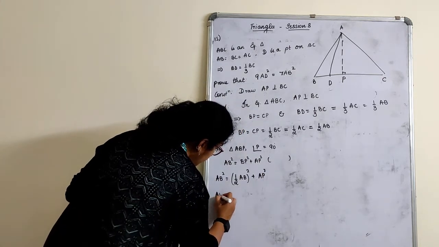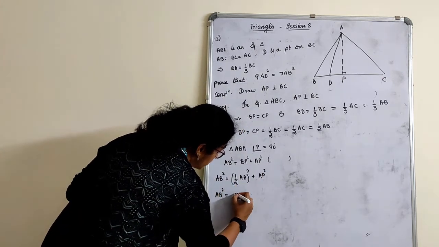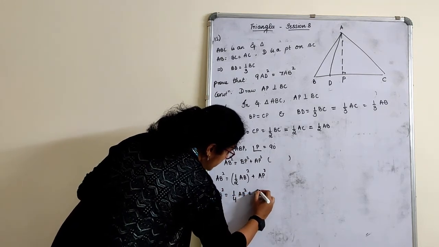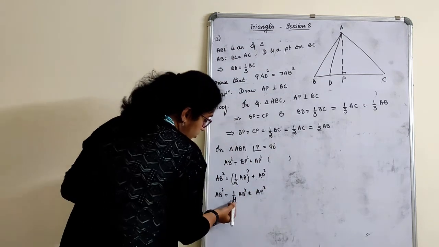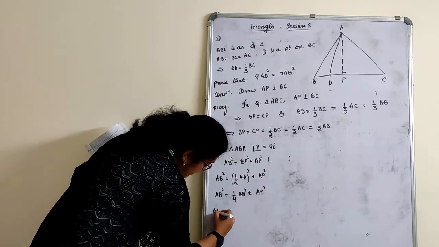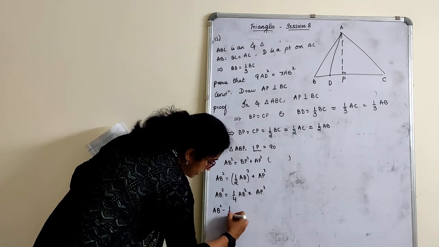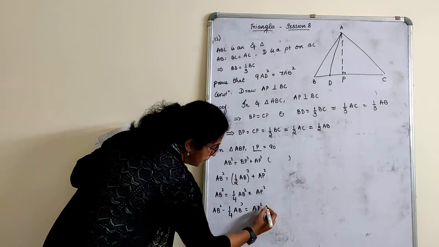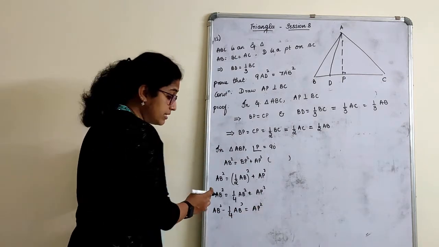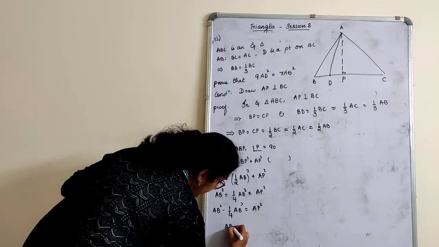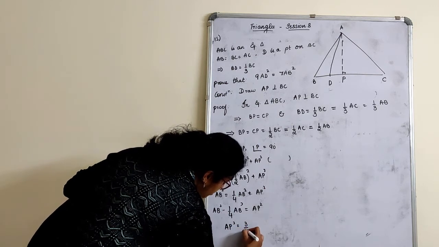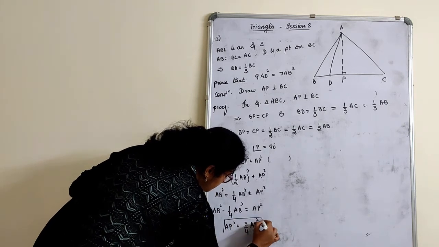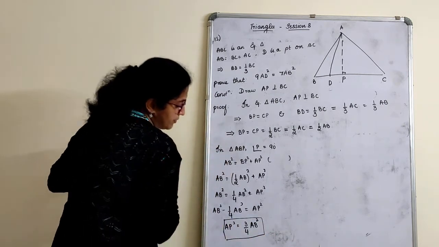Now, AB square is equal to 1/4 AB square plus AB square. So, if I shift it this side, AB square minus 1/4 AB square is equal to AB square. 1 minus 1/4 is 3/4. AB square is equal to 3/4 AB square. Keep this as it is. Let us use this somewhere.